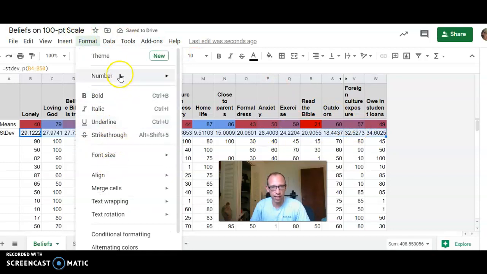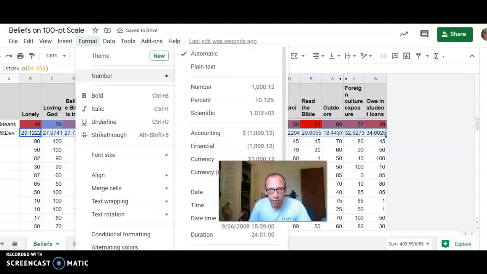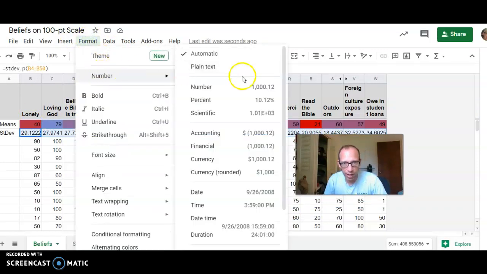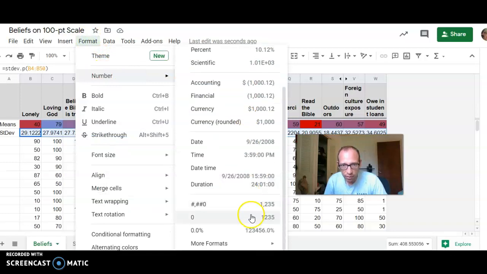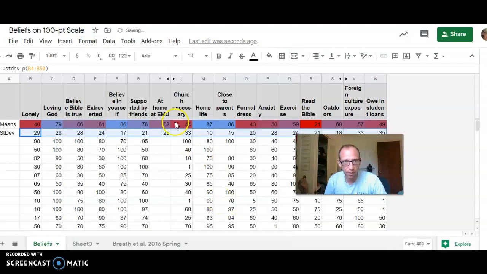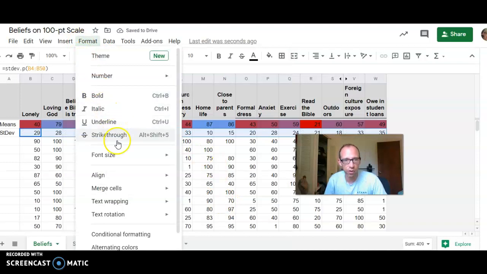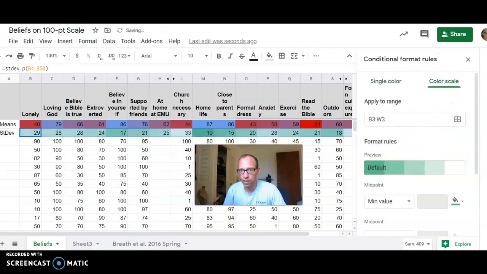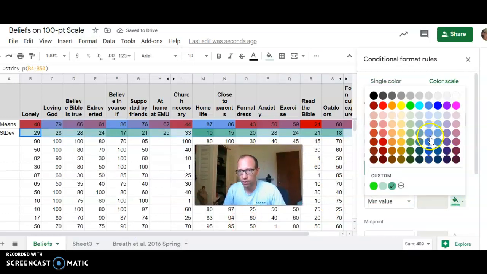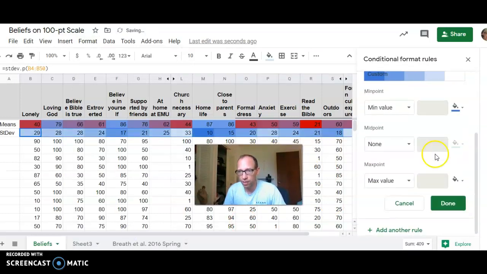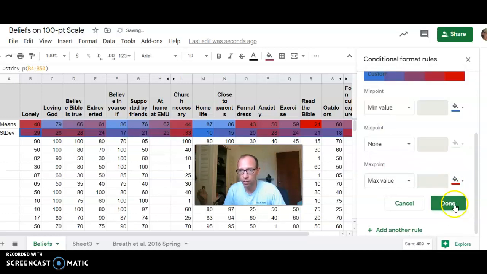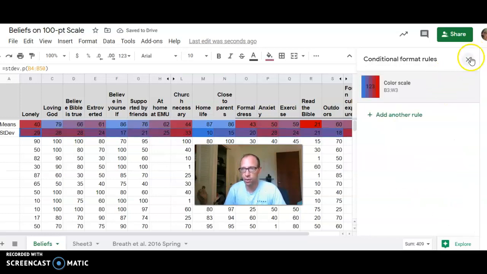I'm going to go to format, number, and I'm going to go down, just grab this one. That'll make it nice and clean. I'm also going to do the conditional formatting with this one. Let's do minimum value blue on this. I'm just kind of arbitrarily choosing colors here that hopefully work for colorblind.